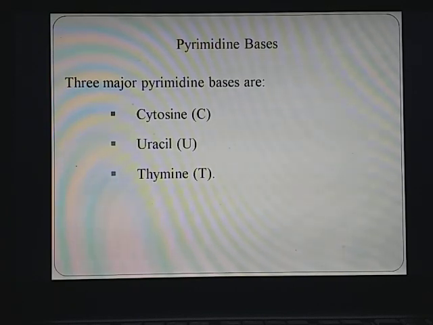Then the pyrimidine bases. There are three major pyrimidine bases: cytosine, uracil, and thymine. Cytosine is a pyrimidine base that is present both in DNA and RNA. Uracil is the pyrimidine base that is exclusively present in RNA, and thymine is the pyrimidine base that is exclusively present in DNA.